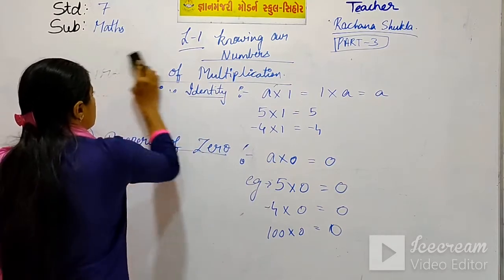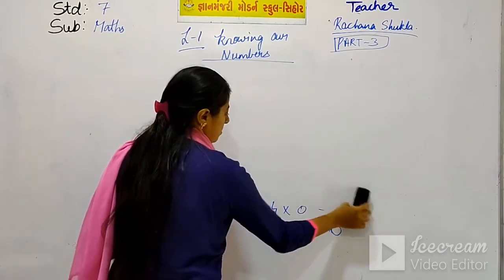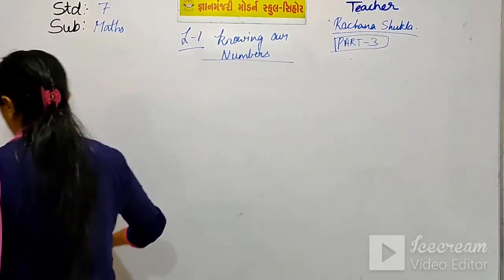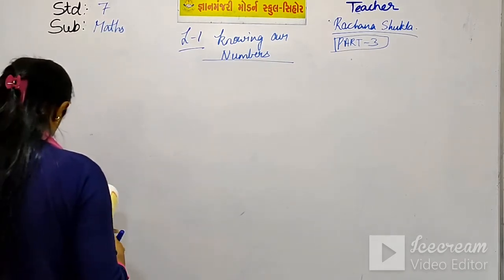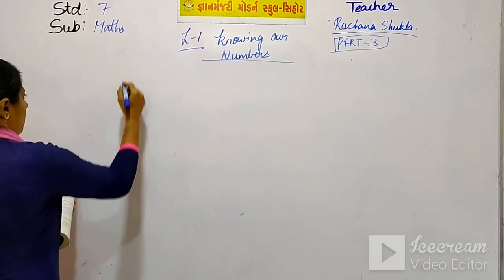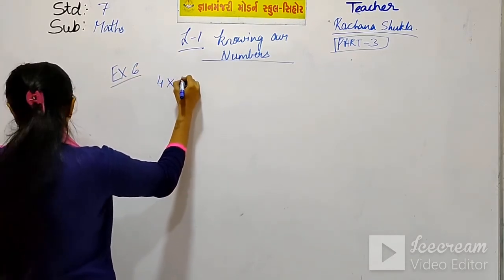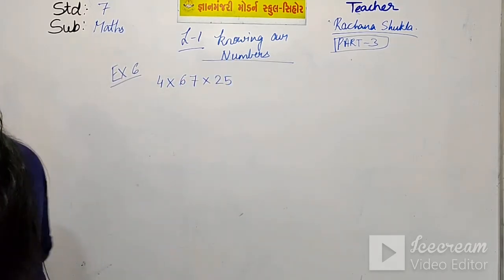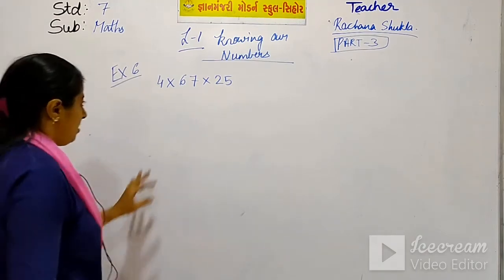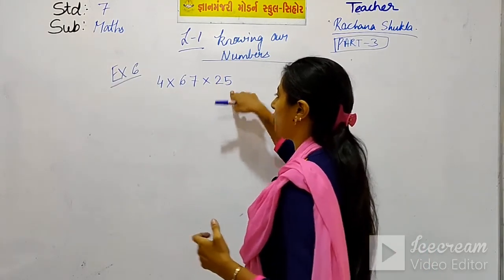Now I will teach you the sums of the distributive property, that is example 6 of your textbook. Example 6. The question is 4 into 67 into 25.